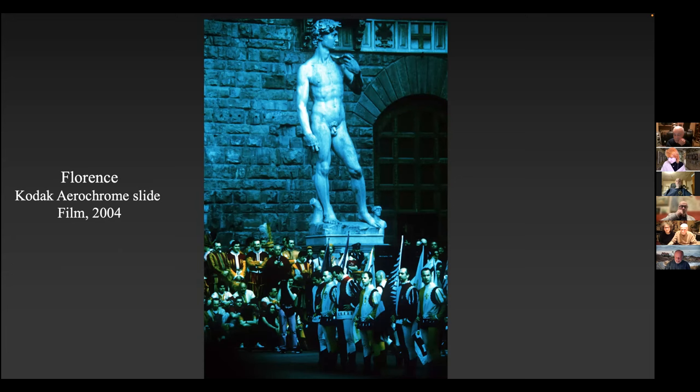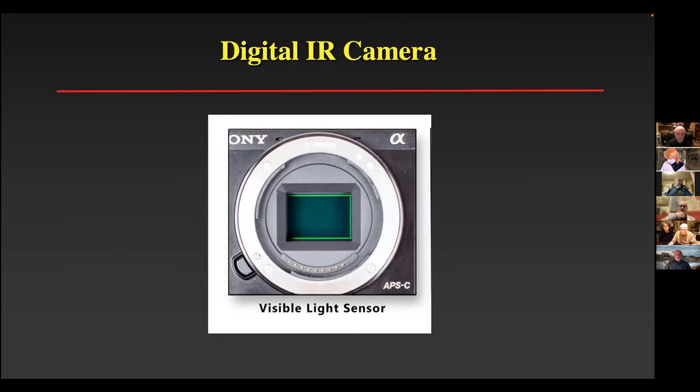As we move on to digital, I have to explain a little bit about how a digital camera works. The sensor is a light sensor that's sensitive to visible light as well as infrared and ultraviolet light.